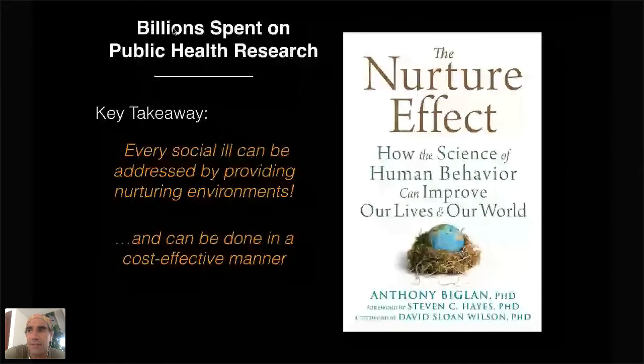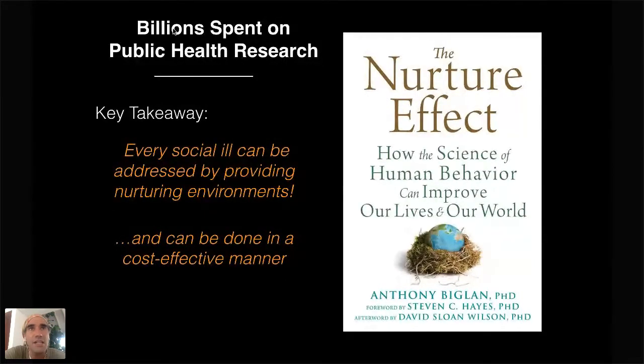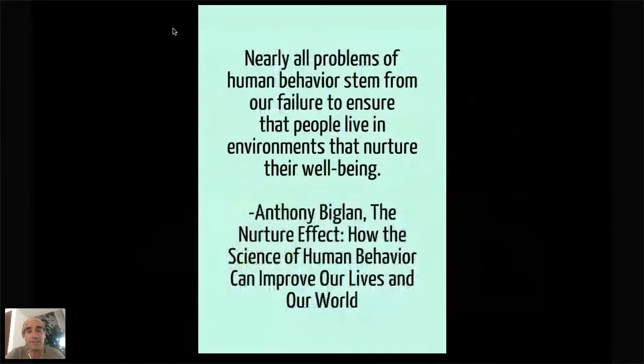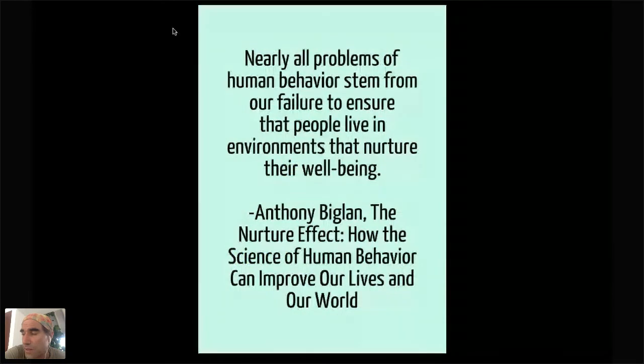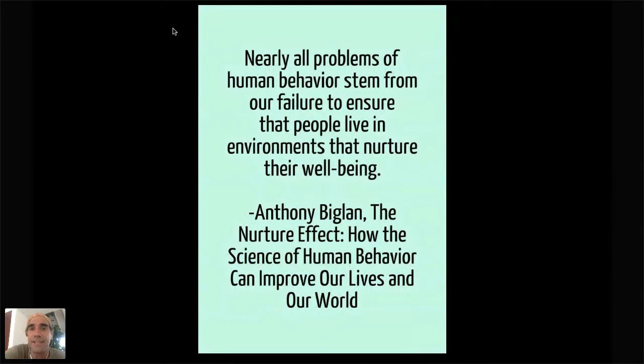So what they found was if a person drops out of school, has substance abuse, is suicidal, you could pick any number of social ills or social challenges that a person might face. And in every case, those issues are helped by creating nurturing environments of support. And this is something he summarized as he was reviewing this study. This is Tony Biglin speaking: nearly all problems of human behavior stem from our failure to ensure that people live in environments that nurture their well-being.